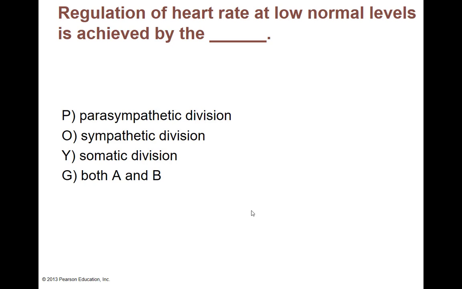Regulation of heart rate at low, normal levels is achieved by what? So heart rate at low, normal levels. It's not green. Low, normal levels is parasympathetic. It means you're resting. That's the low level.